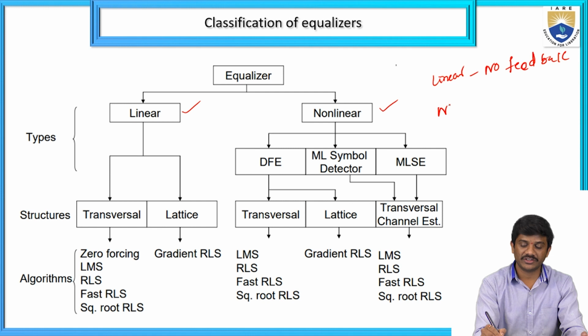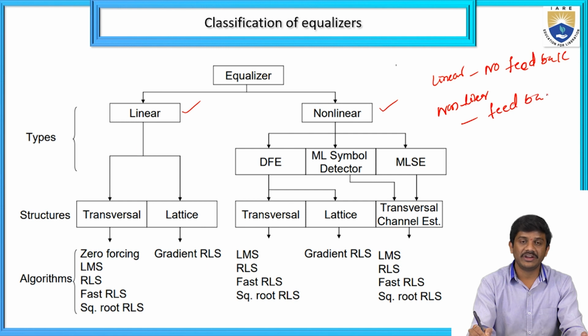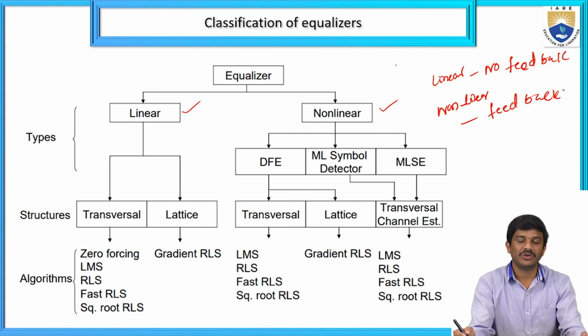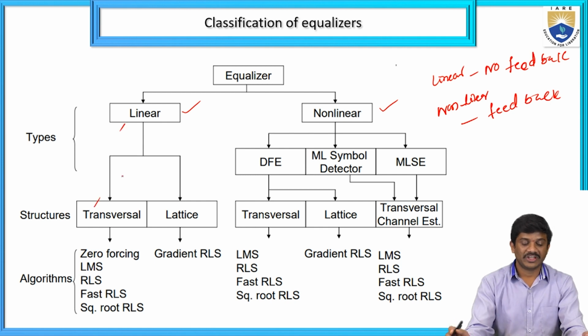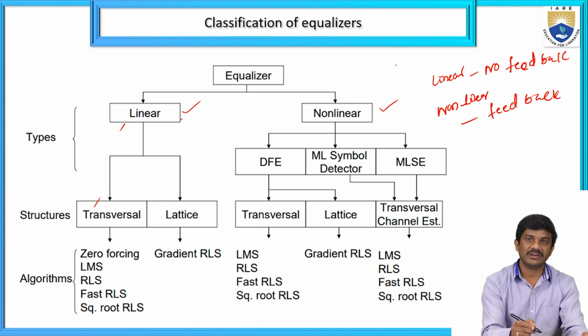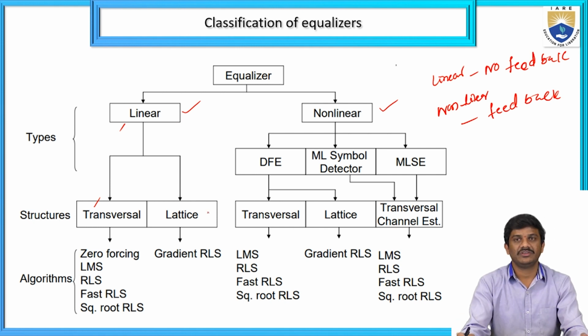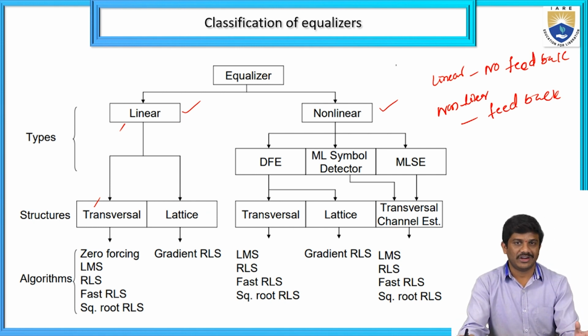Coming to non-linear, we need the feedback path. That is the main difference between the linear and non-linear. Coming to linear, we have two types of structures. One is a linear transversal structure, and the second one is a linear lattice structure. Equalization has two types of equalizers.